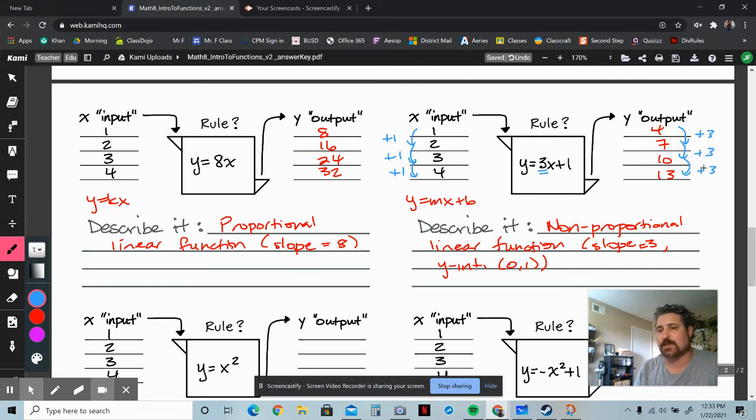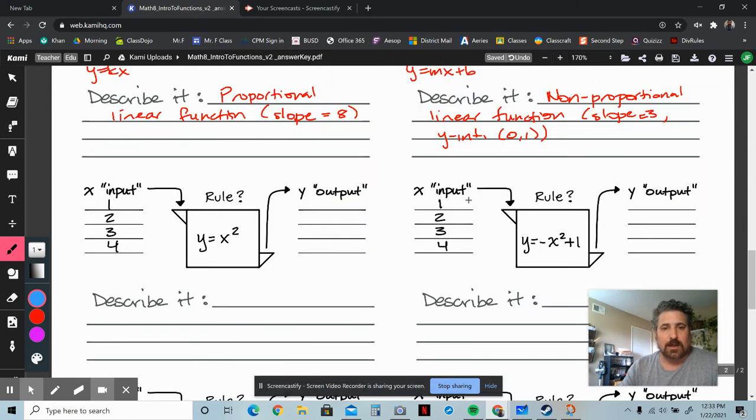Right? That ratio stays the same throughout. So we know that that is our multiplier, 3. It's our slope. Okay, that's where the slope comes from. That's what it means. Okay, let's go to the next one.